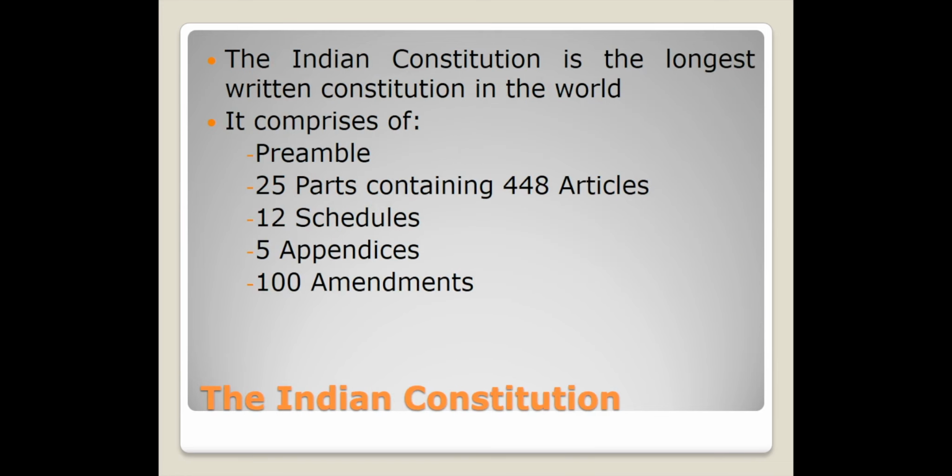Okay, the Indian Constitution. Now coming to the Indian Constitution, it is the longest written constitution in the world. It comprises the preamble, which is kind of like the foreword to the Constitution. It defines the character of the Constitution. The Indian Constitution has 25 parts containing 448 articles. It has 12 schedules, 5 appendices, and 100 amendments have been made so far to the Constitution, and even more are being made every year.